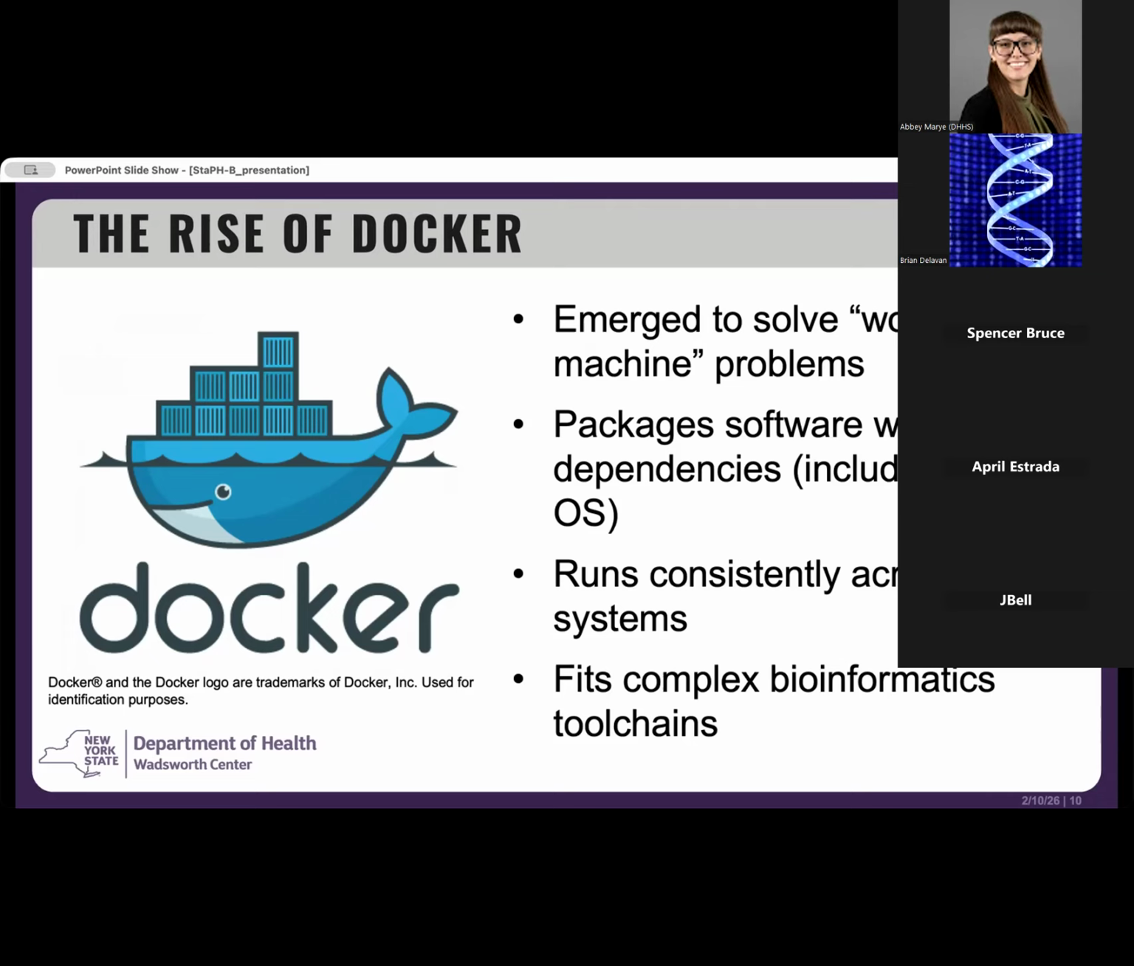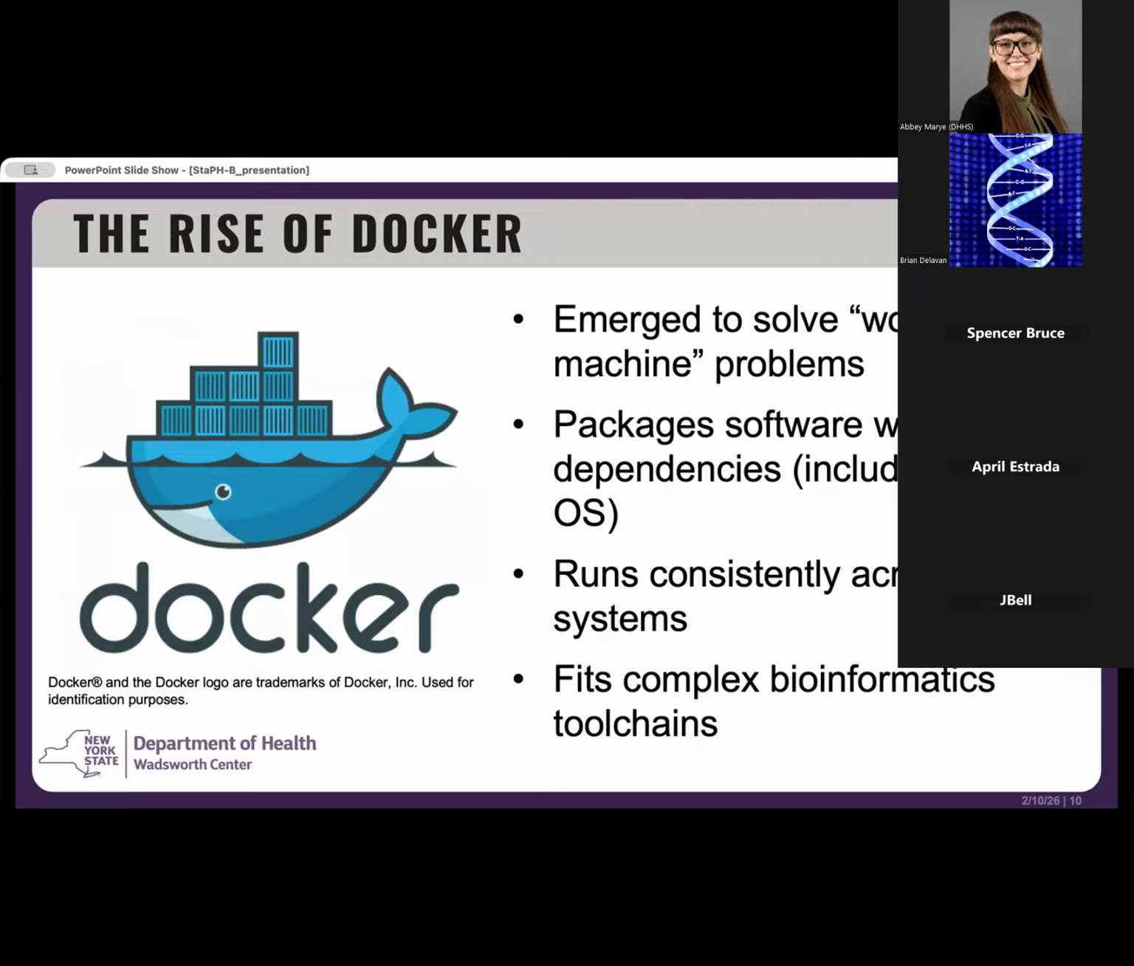So Docker originally emerged to solve what many of us recognize immediately, right? That the works on my machine problem. So in bioinformatics, where software stacks are complex and dependencies are deep, this problem shows up constantly. And the key idea behind Docker is that instead of installing software into an existing system, you package the software together with everything it depends on, including the operating system. And we're talking about libraries, runtimes, etc. Everything is in this container and essentially quarantined. So the result is a self-contained unit that carries its own context with it.